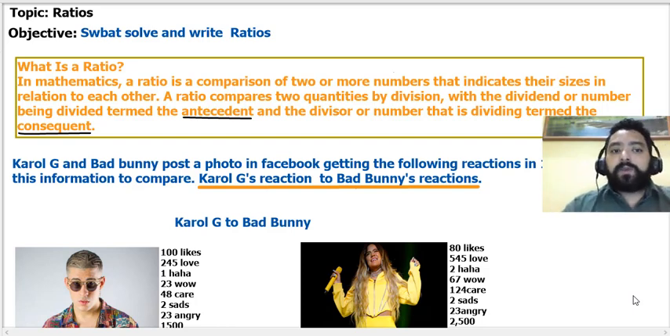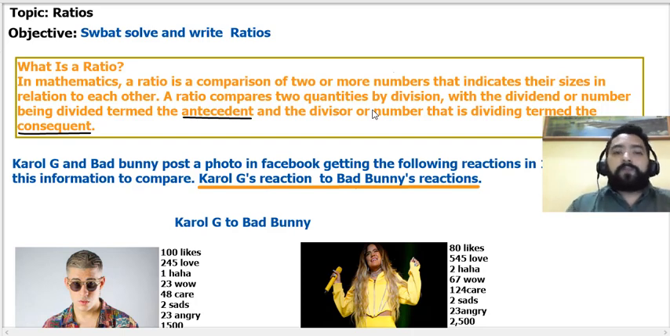Ratios are basically when you compare two quantities, and we're going to have the antecedent and the consequent. Here we have a formal definition for ratios, but basically it's when you compare two quantities. These quantities can be any quantity, so you're going to have the antecedent and the consequent. The antecedent is going to be the first quantity and the consequent is going to be the second quantity.